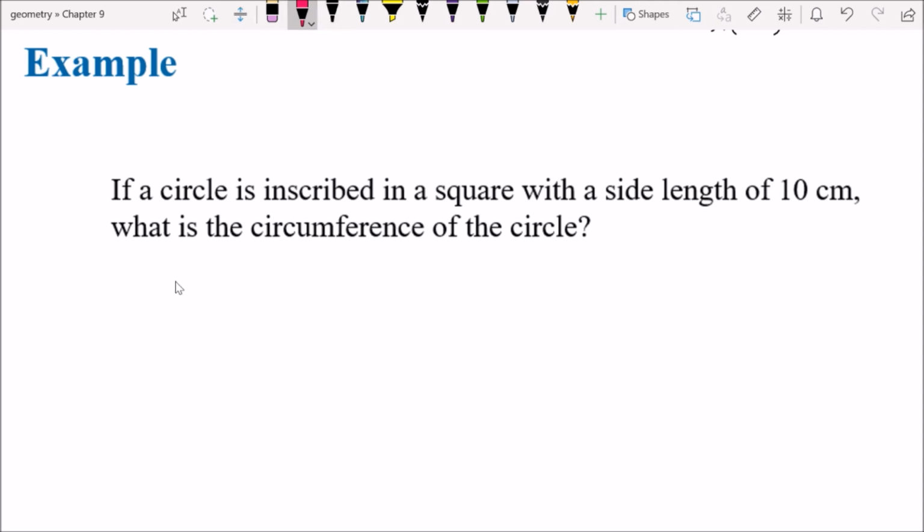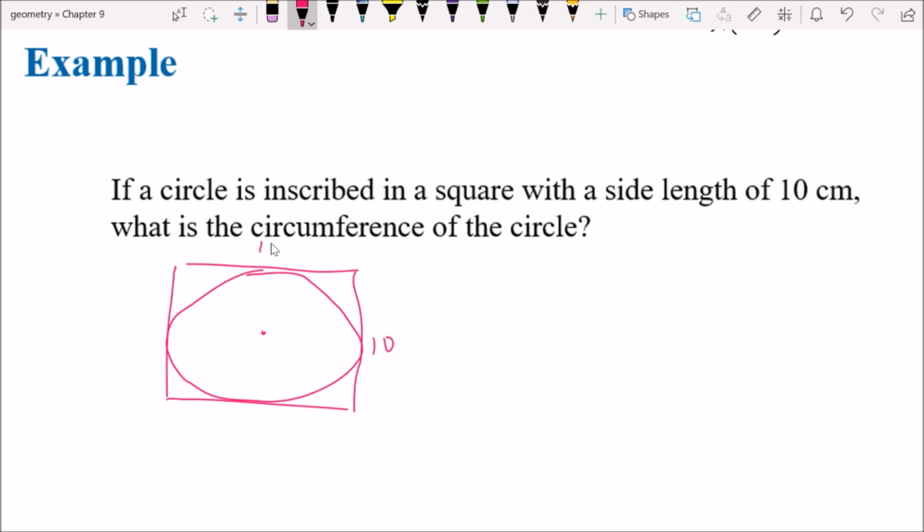I'm going to do my best to draw this out. So there's a square, and there's a circle inside the square. So the center of the circle is there, and this is going to be kind of tough for me to draw, but there's a circle in here. And the square has side lengths of 10 and 10, and it's centimeters. We are asked what is the circumference of the circle.